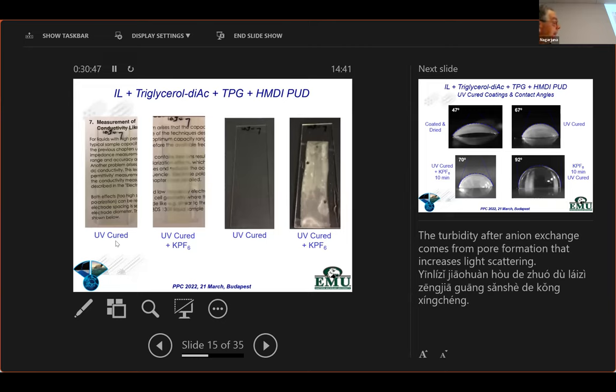And then when we dip this in hexafluorophosphate, the water-hating nature of the imidazolium hexafluorophosphate causes segmental rearrangements and pore formation in this coating that produces a scattering. And this is seen a little bit more clearly over here.